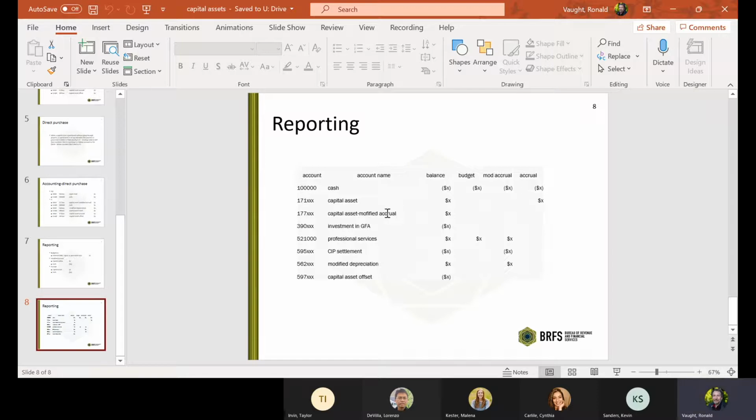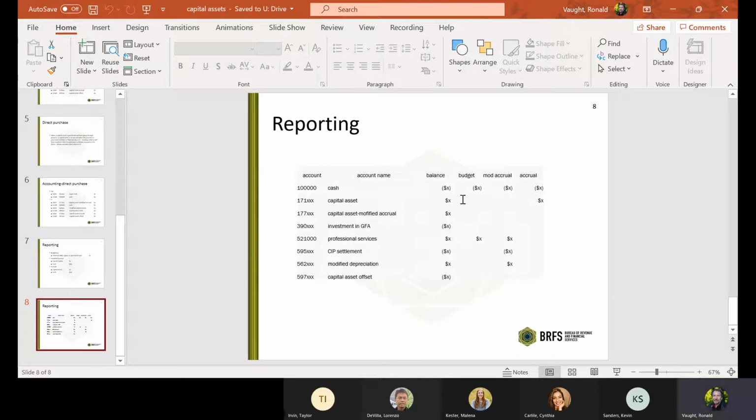That weird modified accrual account, the 390 account, your professional services, CIP, modified depreciation, and capital asset. So all of those have balances in them in SAP. But when it comes to actually doing reporting, all we're looking at for budgetary is that 521 account. Now, if somebody had charged wages, it could be wages. And if they did a direct purchase, you would have one of those 561 accounts there.